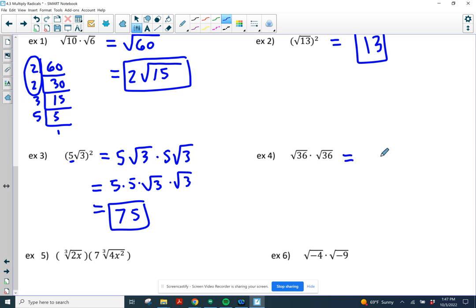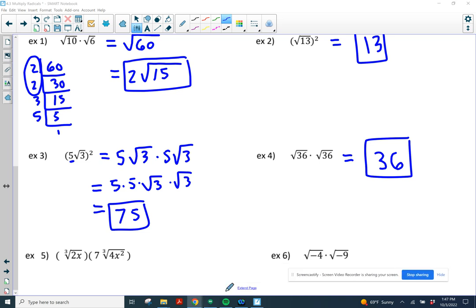Square root 36 times square root 36 is 36. Notice that's 6 times 6. But we want to get comfortable with the idea that when I do a square root and multiply it times itself, square root of a times the square root of a is going to equal a when a is not negative. Okay? So square root 36 times square root 36 is 36. All right, next example that we're going to do.